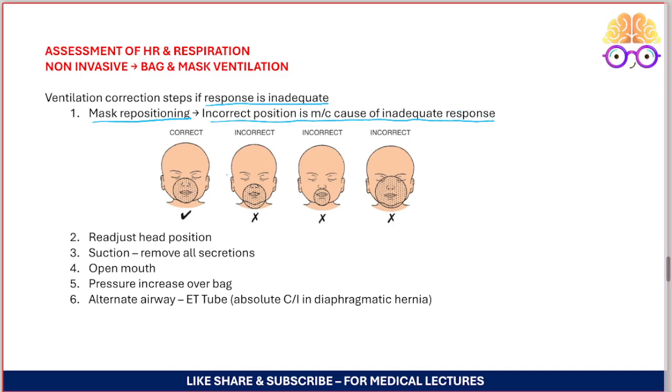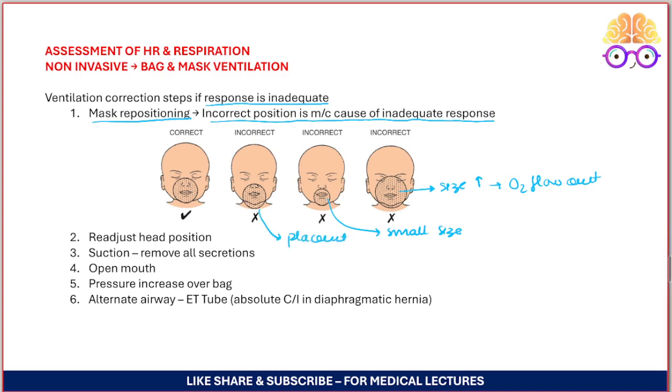Incorrect position is the most common cause of inadequate response. So what do we see here? Let's keep the correct one aside and see here. The first one is the size of the mask. Size is more, it's not the adequate size for the baby. So what will happen? The oxygen will flow out and there will be inadequate oxygen available for the baby. And even here there is a small size, so the same thing will happen. And if there is a normal size but the placement is wrong, that time it will not work.